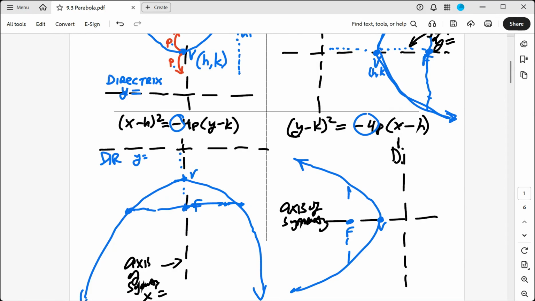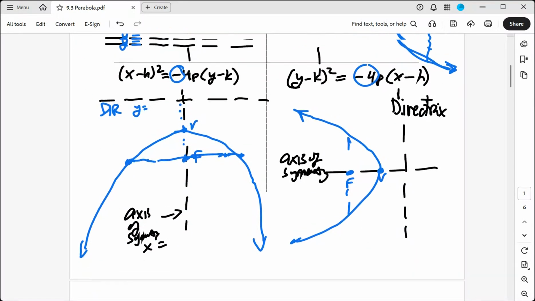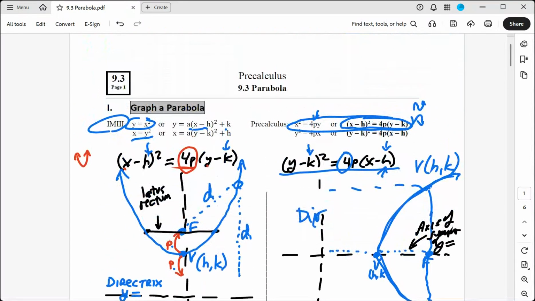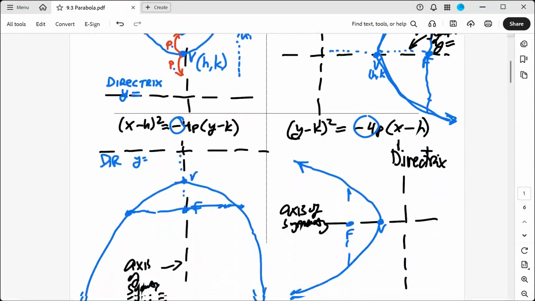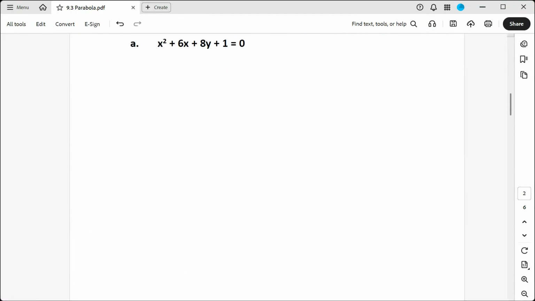And the directrix is going up and down instead of going sideways. So those are the basic shapes that you'll see until we start rotating them, which we'll do in the next section. So now let's look at actually graphing one of these. Let's skip the next two because it's a different part of the topic and go to page 4.